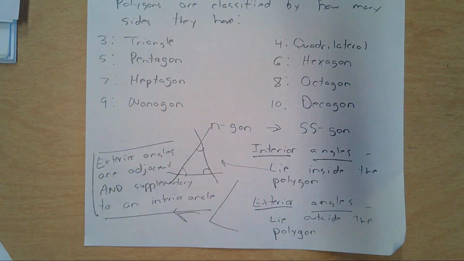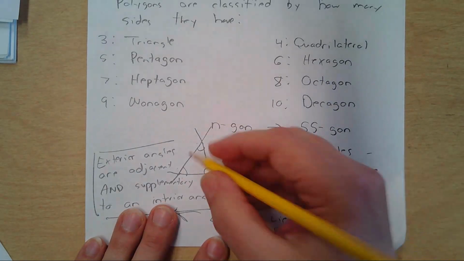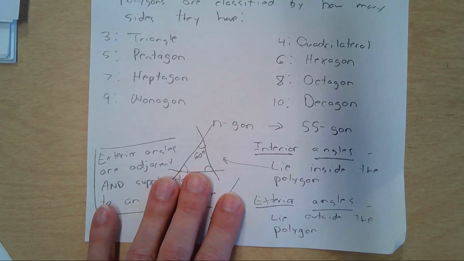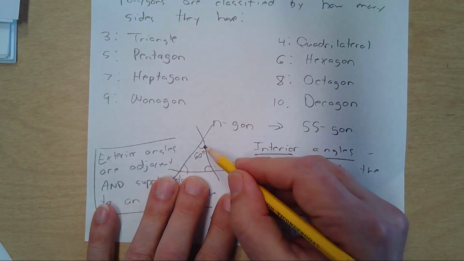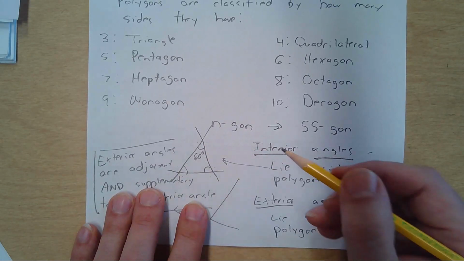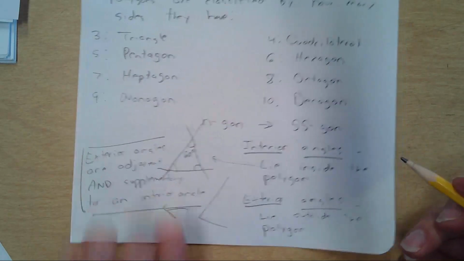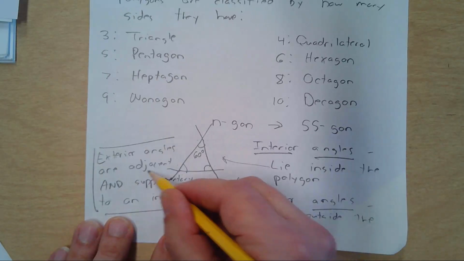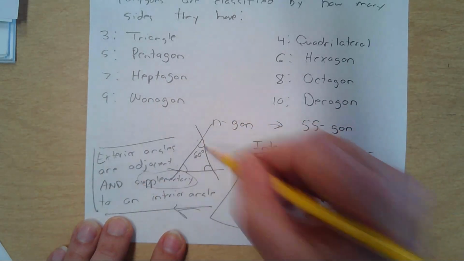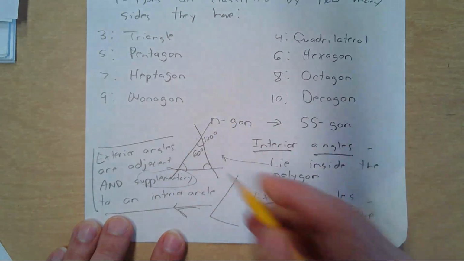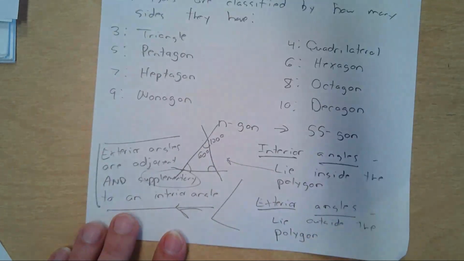But if I say the measure of this interior angle of this triangle is 60 degrees, I know that interior and exterior angles are adjacent, which means they share a common side with each other. The old touch each other thing. But in addition to that, they are supplementary, which means they form a 180-degree angle, which means the exterior angle measurement of this triangle here is 120 degrees.